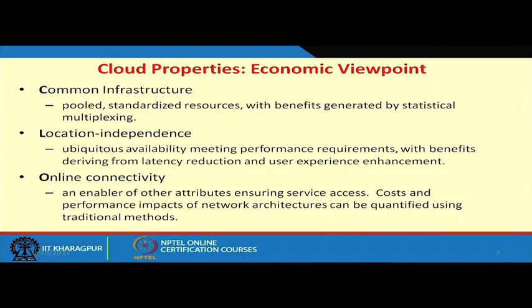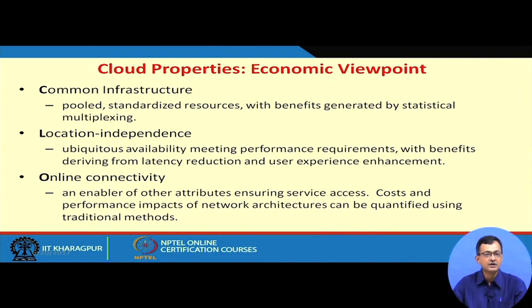From the economic point of view, let us relook at the different cloud properties. One is the common infrastructure: pooled standardized resources with benefits generated by statistical multiplexing. That is important. First of all, it is pooled standardized resources. So, at the service provider end, it is a pool of resources which are standardized in how they can be integrated. What is the benefit? Because of multiplexing tasks.